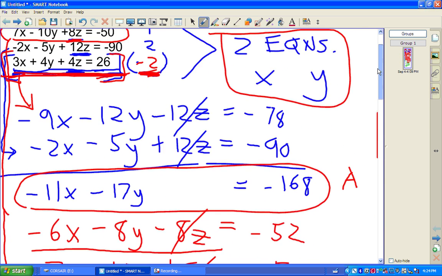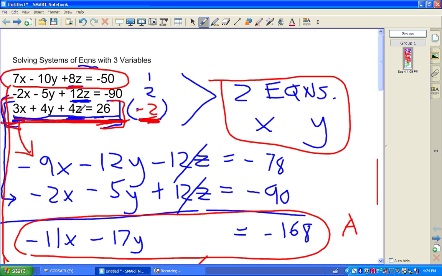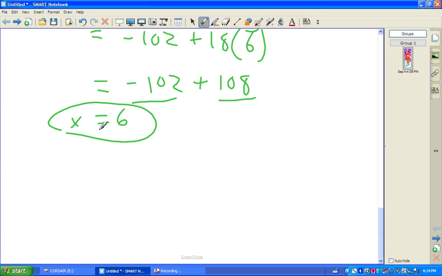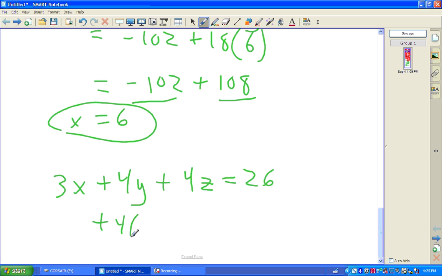Now, which of these top equations? I'll use the bottom one because the numbers are lowest. I like the 4, 4, and 3 as opposed to 7s, 10s, 12s, and 90s. So I'm just going to rewrite that bottom equation and plug in both x and y, which are both 6, into that bottom equation. It was 3x plus 4y plus 4z equals 26. And now I'm just going to plug in those 6's: 3 times 6 for x, 4 times 6 for y, plus 4z equals 26.